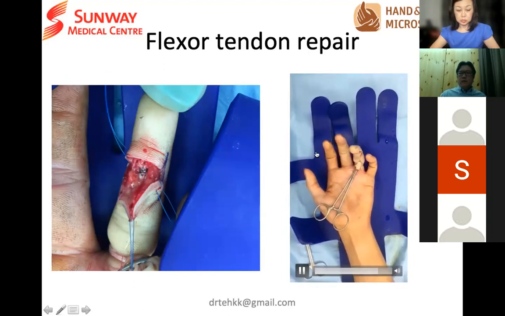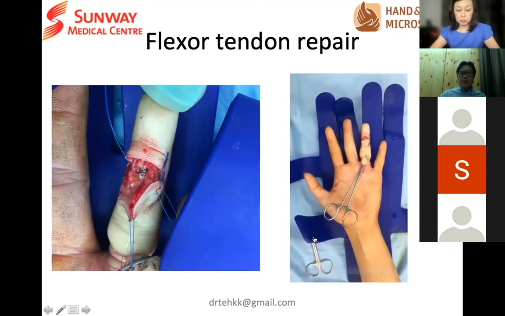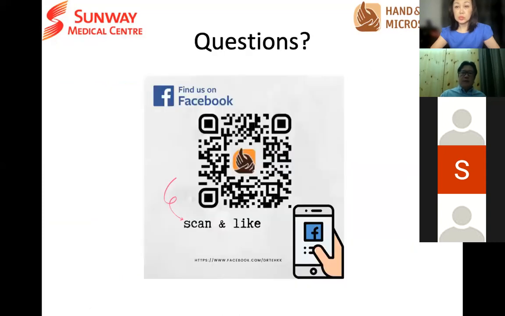So you can test your repair right away, and the patient will be happy. Hey, before operation, I cannot move my finger, now I can. So that's my last slide.